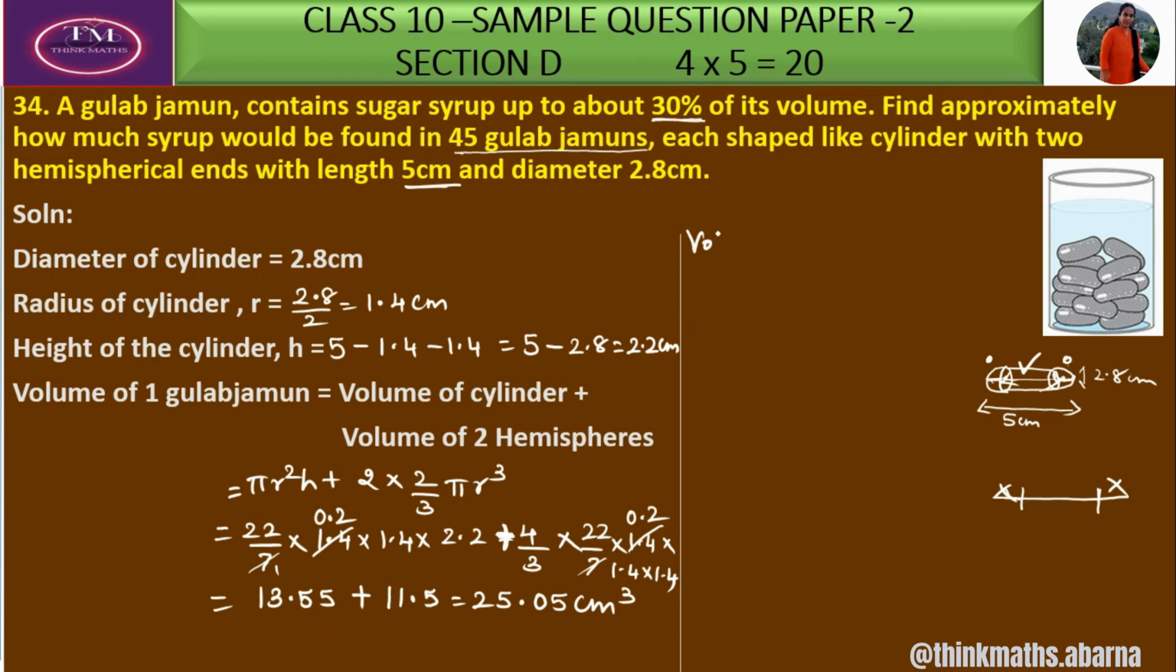So the volume of 45 gulab jamun is equal to, you just multiply with 45 into 25.05 centimeter cube. So just leave it here.